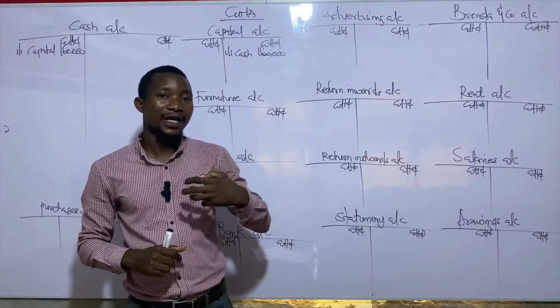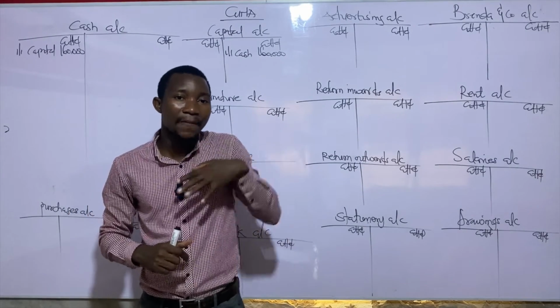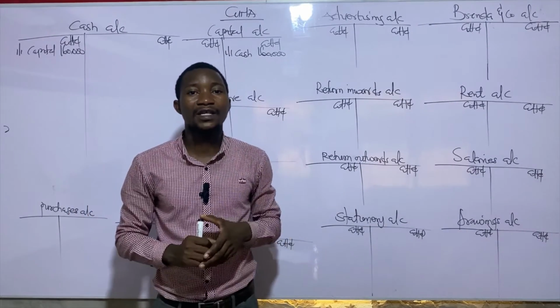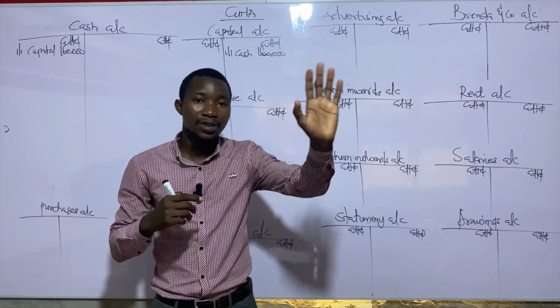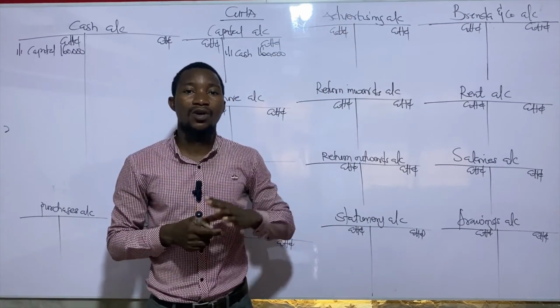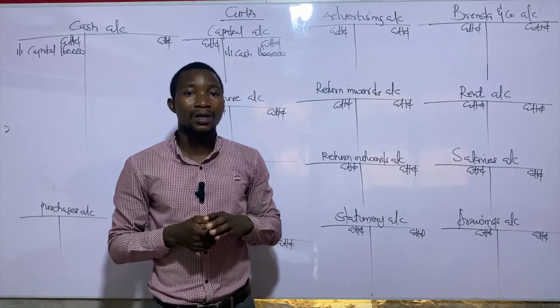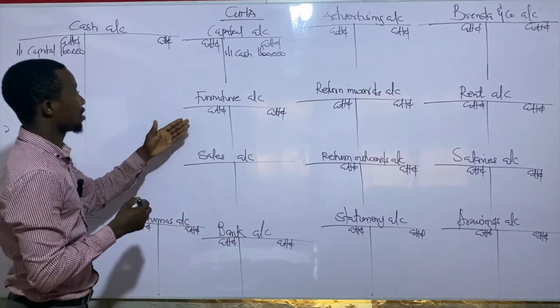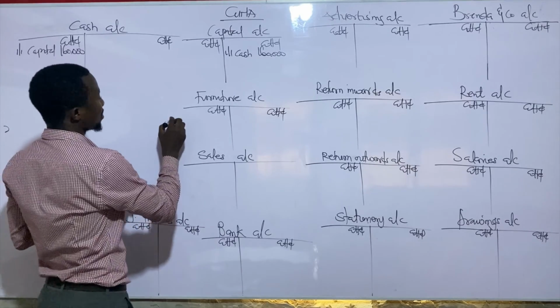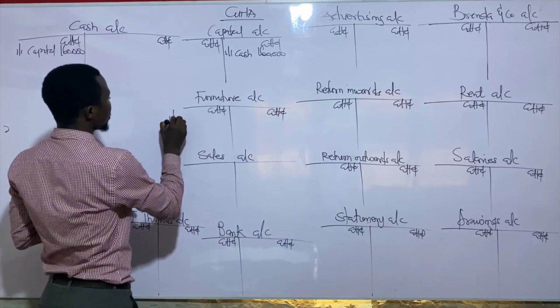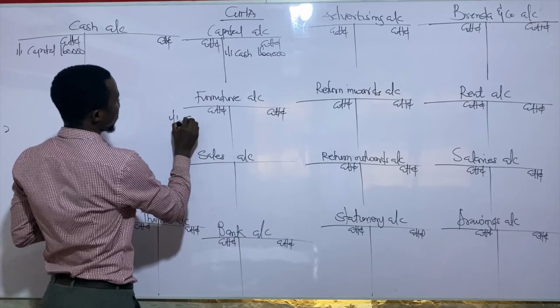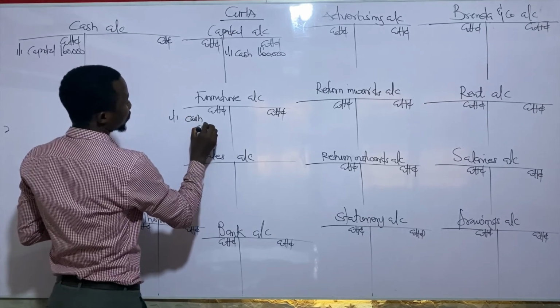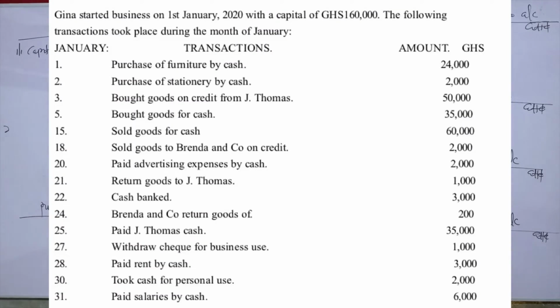So we bought furniture. We acquired the furniture. Furniture is coming into the business. So we debit furniture. And our cash is going out. So we credit cash account because cash is moving out of the business. There is an outflow of cash. So we look for furniture account and debit it in the name of cash. That was on 1st January. Cash. And the amount was 24,000.